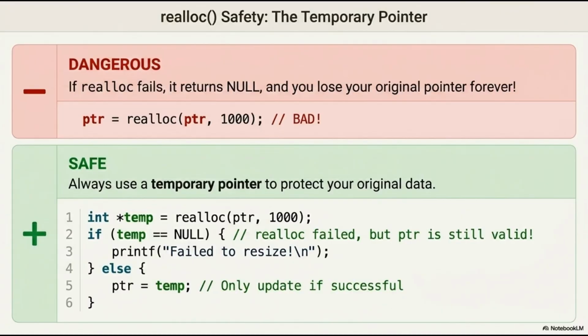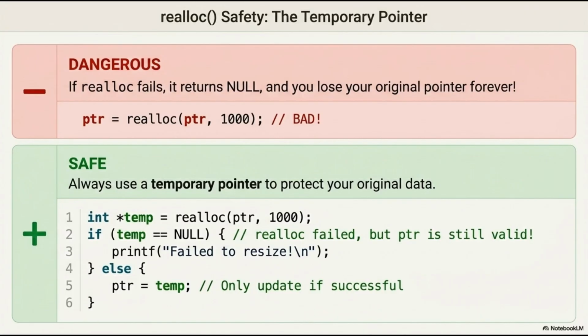If you try to expand your memory by assigning realloc directly back to your original pointer variable, and that reallocation fails, the function returns null. You've just completely overwritten your only key to the original data. It's gone. Poof. Leaking memory into the ether.